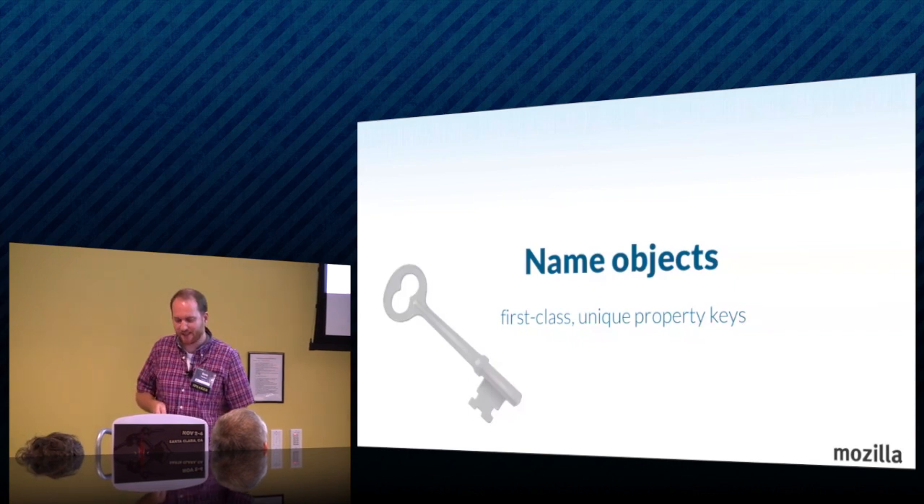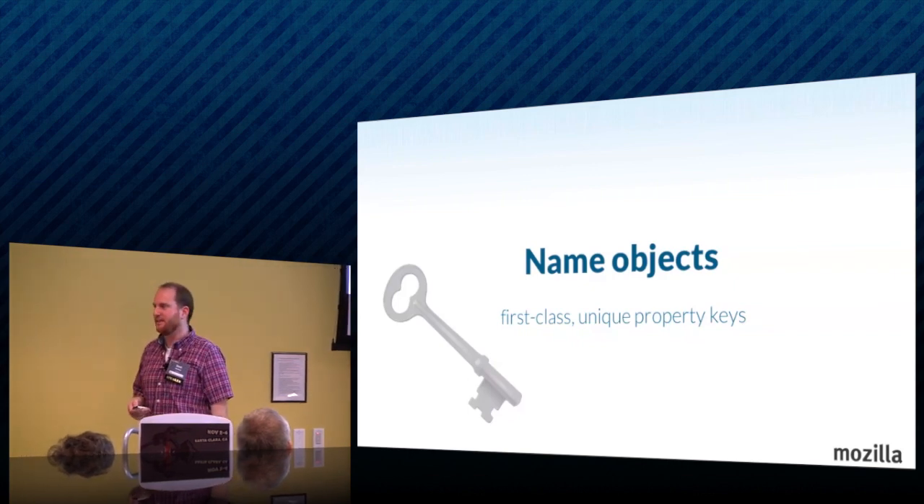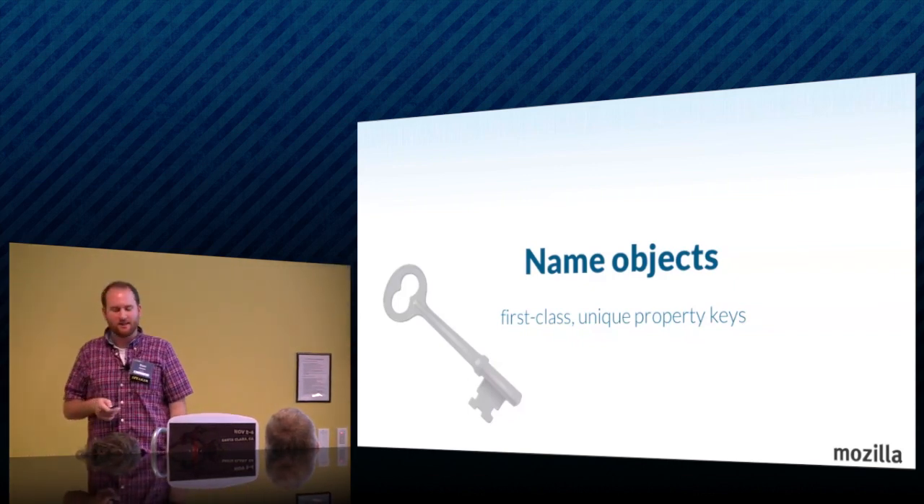So name objects are a slight generalization of object keys. In JavaScript, we all know an object key is just a string. Even arrays, array indices are actually converted to strings. So the only thing that you can key an object property with is a string. And that means that basically all the data inside of an object is always transparent.